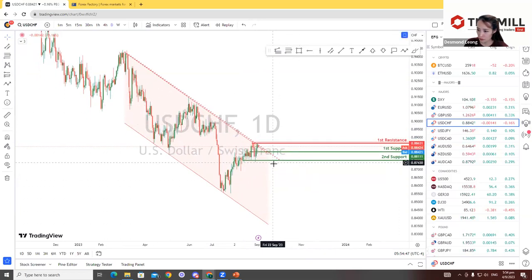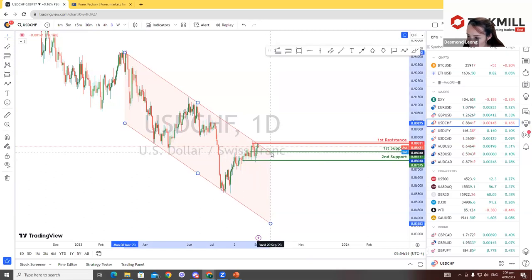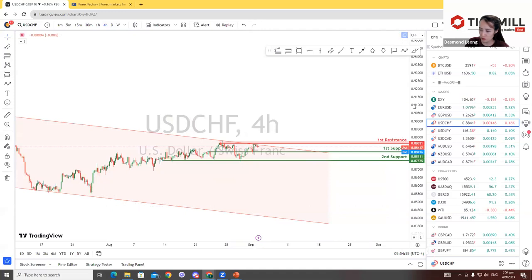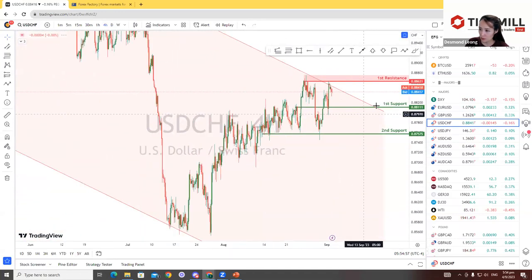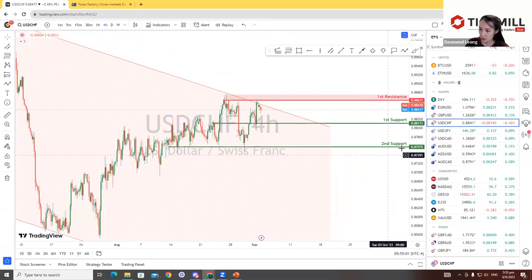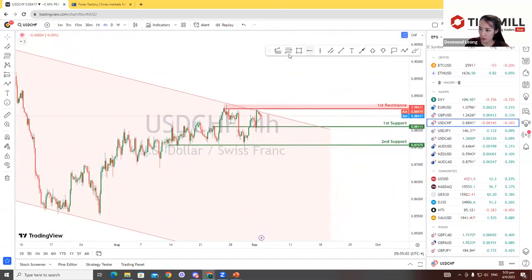So let me just move a little bit here. That's why I think price is still coming down here in the bigger time frame. And I drew this, so this is exactly at 50% for our first support.